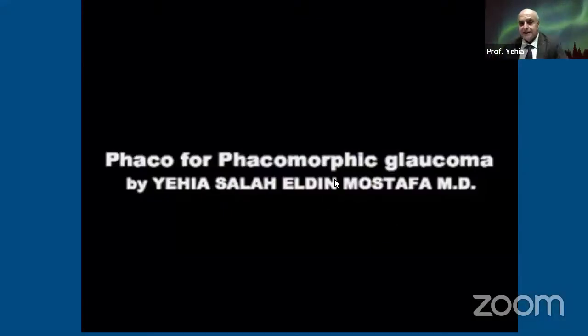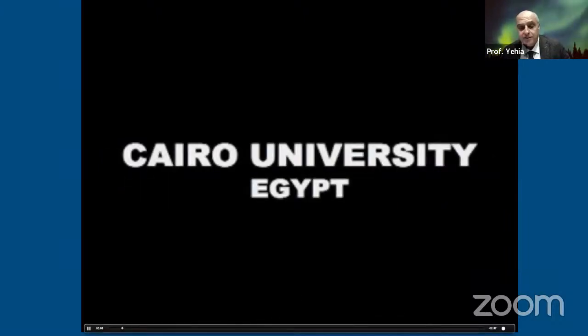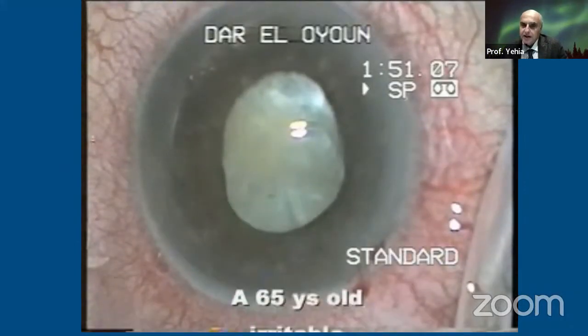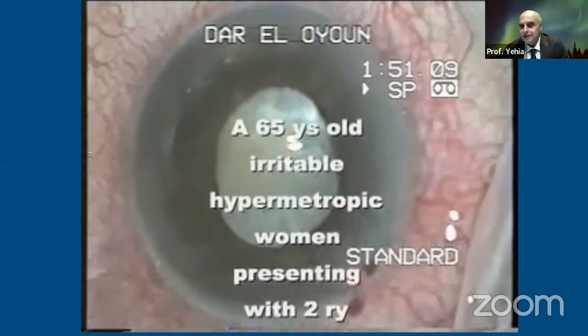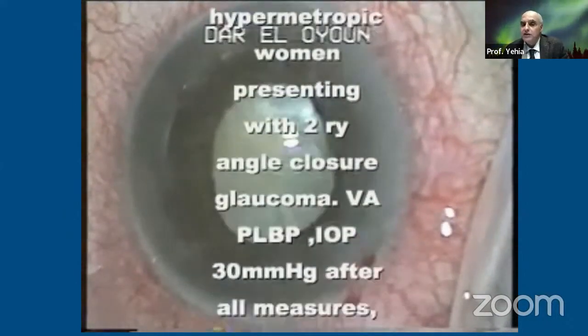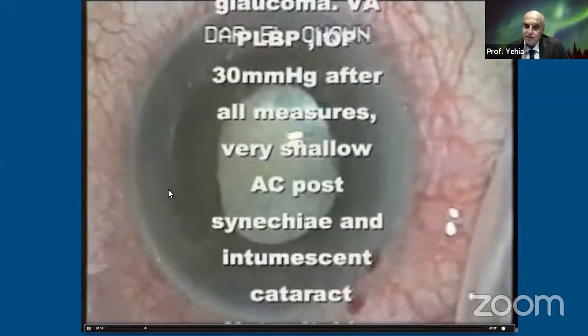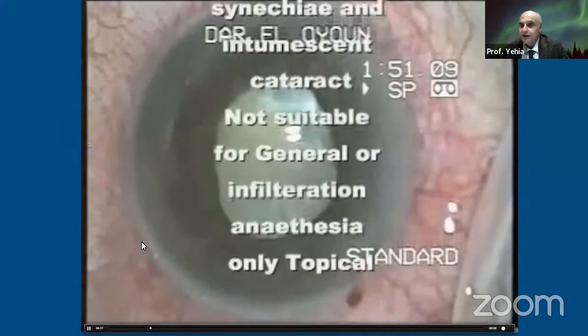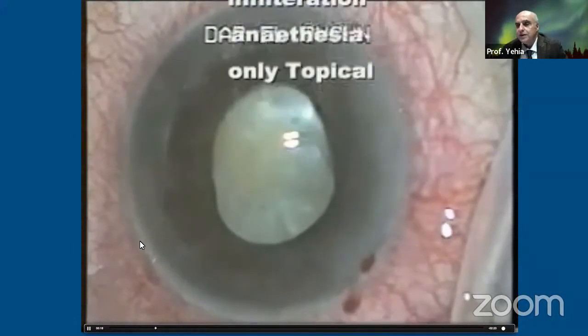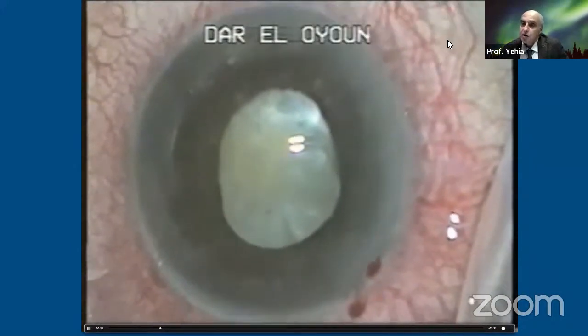One last thing is that in angle closure glaucoma and phacomorphic glaucoma due to intumescent cataract, this is a very old movie, but I just want to show you the idea. If the anterior chamber is very shallow and the pressure is high and you cannot go into the anterior chamber, then the only solution, if you check that you cannot go, is a very shallow, very compressed anterior chamber, then you can do a sclerotomy.